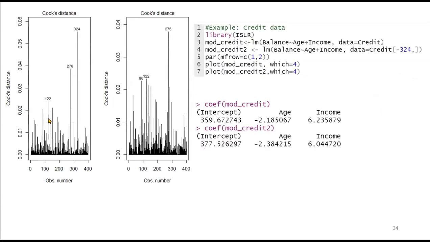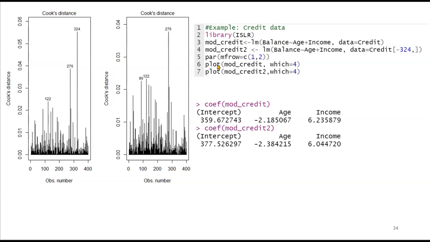So here is an example illustration of how we could use Cook's distance. For this, I'm going to use the credit data. I'm going to regress balance on income, and then set up the graphics window. And first of all, I'm going to use the built-in graphics again.